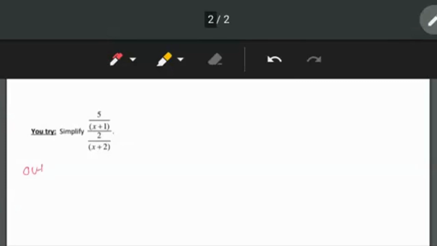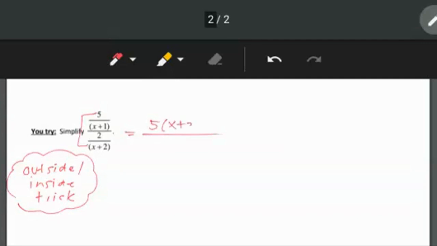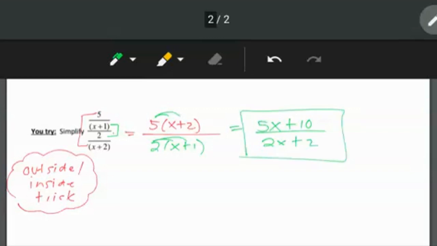All right, so I'm going to do the outside-inside trick here to divide these fractions. So the outside is the very top and the very bottom. You multiply those together, that becomes your numerator. And then the insides, you take the insides and you multiply them together, 2 times x plus 1. And then it's just your job to simplify. Distribute on top, you get 5x plus 10. Distribute on the bottom, you get 2x plus 2. And that's your final answer.